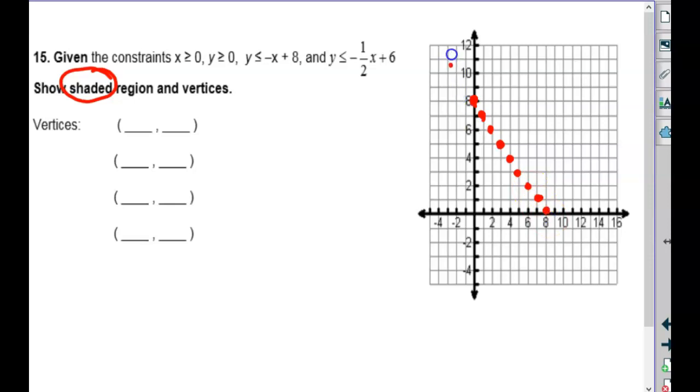Okay, they're all solid lines, but where am I shading for that one? It's a less than, so it's down this way. Okay, I don't want to shade too much. And then I'll do in blue this one, which starts up at 6 and does what? Down 1 over 2. On this horrible graph paper. Okay.